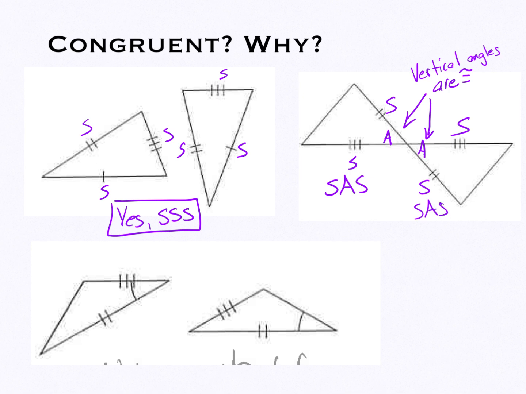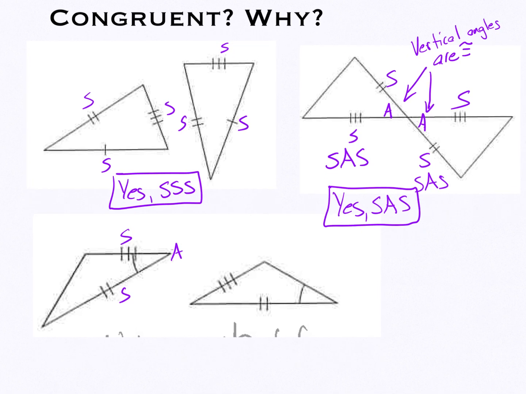Now I have to ask myself, are these congruent? Do they fit one of those two theorems that we're looking at today? Yes. And what is it? SAS. Let's work this. I have an S, an A, and an S. So what order are those letters there? SAS, right? Then this one I have an S and an A. What order are those letters? SSA.